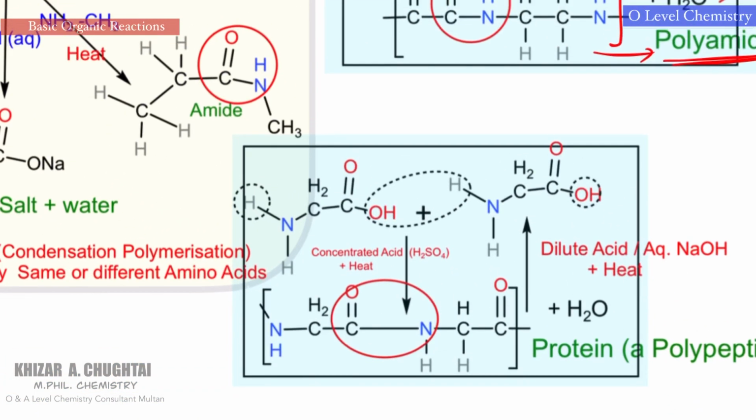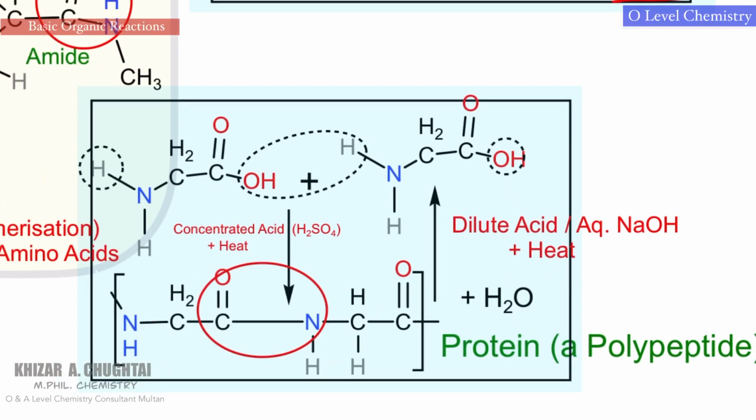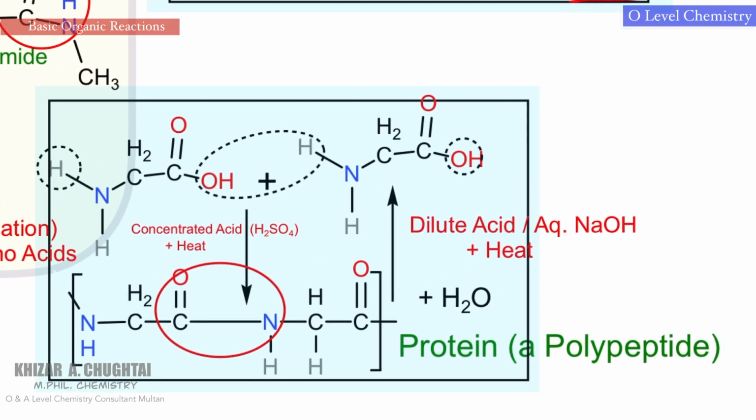The last polymer is said to be protein, or sometimes polypeptide. In this case, each molecule is an amino acid. When two same or different amino acids are allowed to react together, they make a linkage similar to that of an amide, but this time this linkage is said to be a peptide linkage. Its repeating unit is over here, and this whole molecule is said to be the protein, not the polyamide.